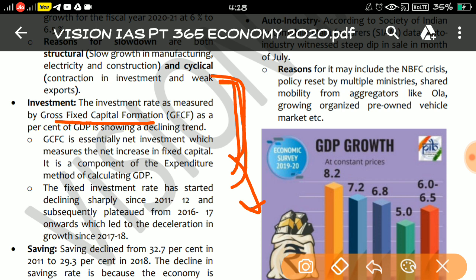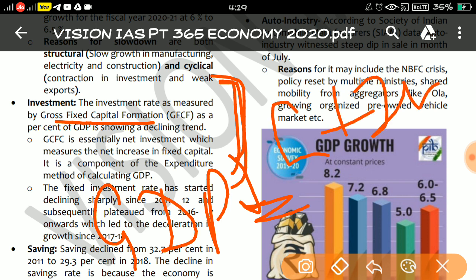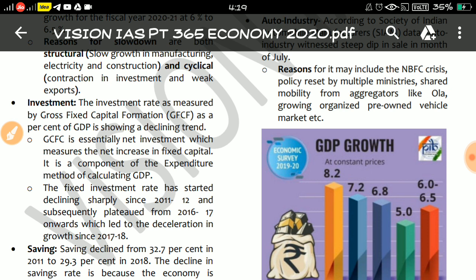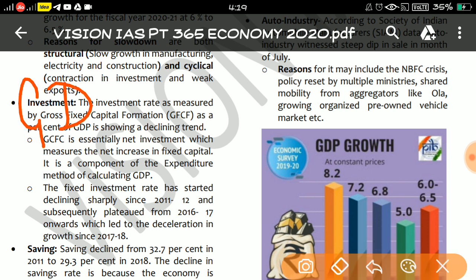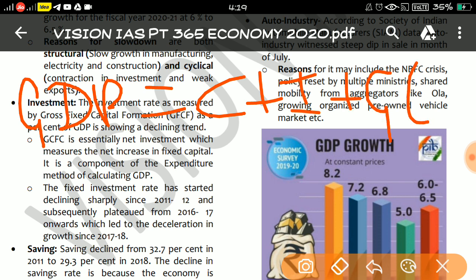Let me give you a simple example. If you consider the formula to calculate GDP by the expenditure method, you will get to know there is a simple phenomenon in your NCERT: C plus I plus G plus export minus import. Don't be confused by what I am writing here. GDP is equal to C plus I plus G, and then we have export minus import, X minus IM. This is the phenomenon: CIG and export minus import.